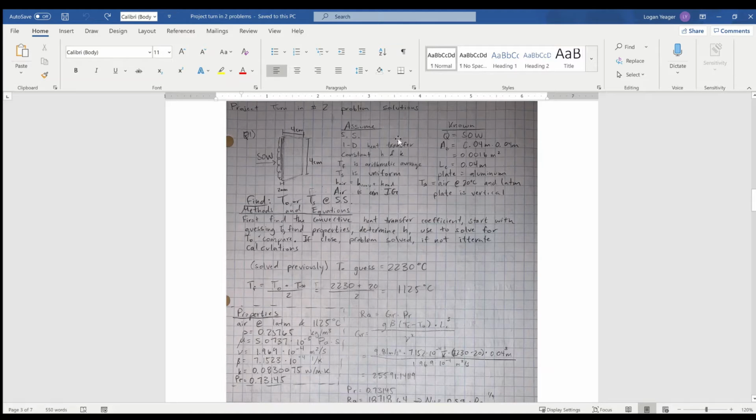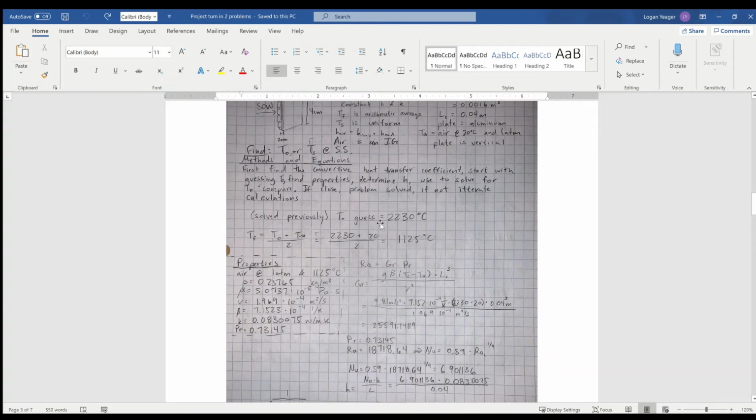So we assume a steady state, it's 1D heat transfer, the thermal properties are constant. We also take that the film temperature is the arithmetic average of the surface temperature and the bulk temperature. Then the convective heat transfer coefficient is the combination of heat convection and radiation, just simply adding them, and then air is also an ideal gas to get that thermal expansion coefficient.